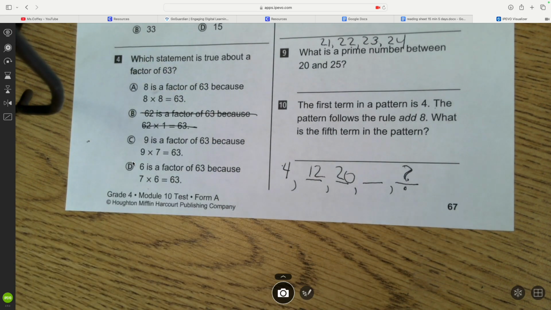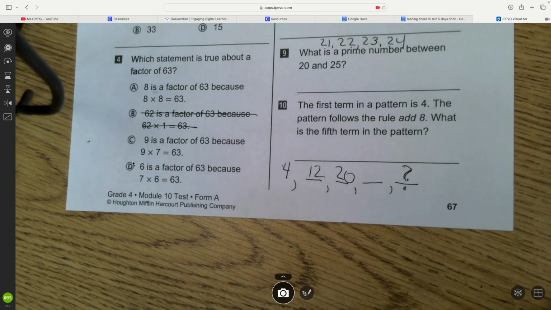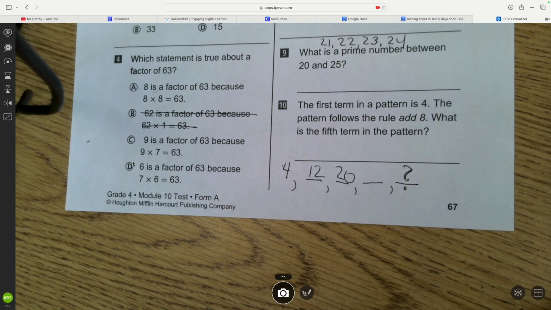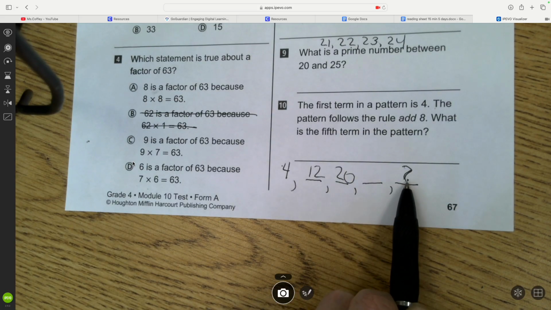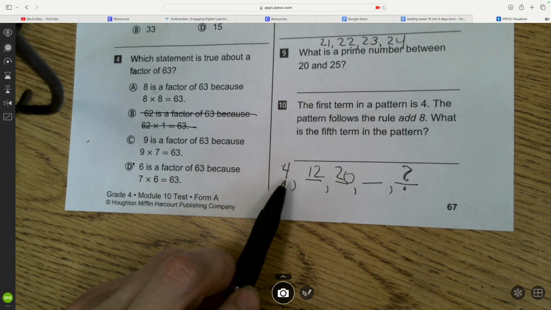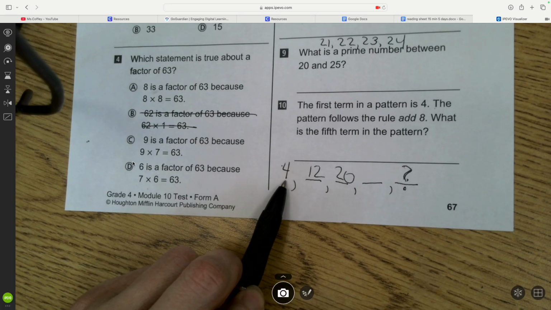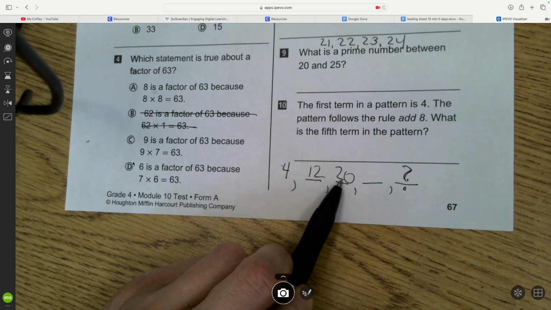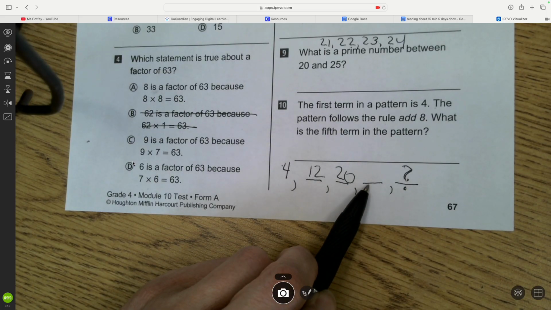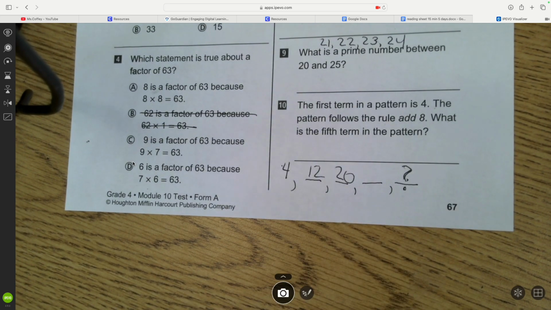And then finally, last one, number 10. The first term in a pattern is 4. The pattern follows the rule add 8. What is the 5th term in the pattern? So if the first is 4, we have 1, 2, 3, 4, 5, okay? We start with the number 4 and we add 8. 4 plus 8 is 12. Then we add 8 to 12. 12 plus 8 is 20. Then we need to add 8 to 20. And then add 8 again. This is what we're looking for.